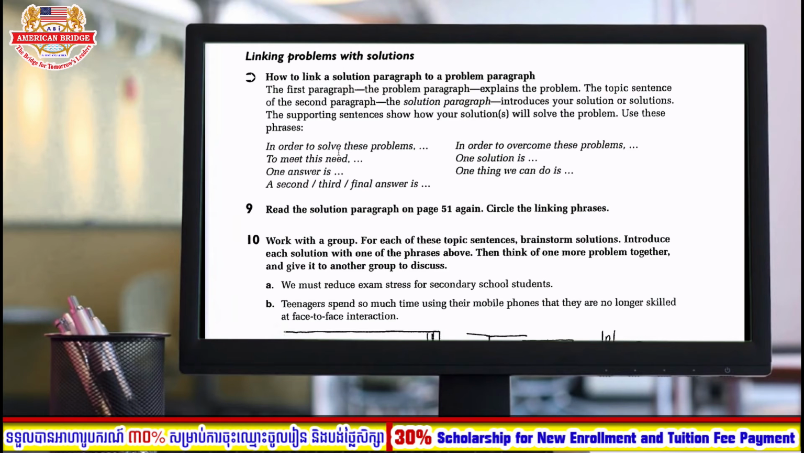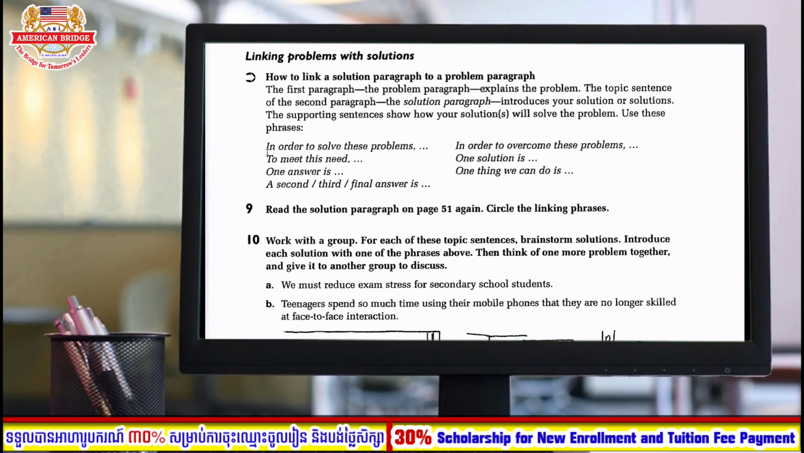So the definition of a paragraph, we have the introduction, the main idea, and the conclusion, and those three elements are in only one passage, right? So you need to use a linking word in order to link the problem with the solution. So those linking words, we have the phrase in order to solve this problem, which means after you introduce the problem, and then you need to introduce the solution.